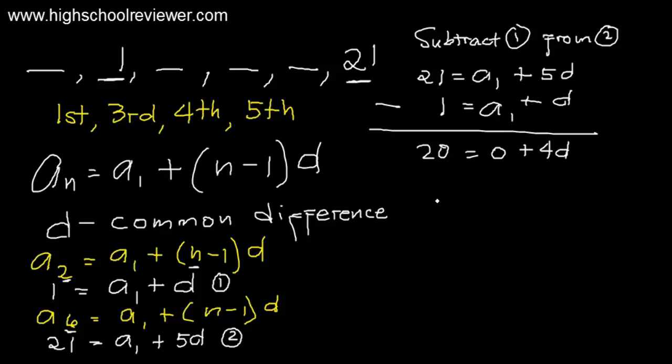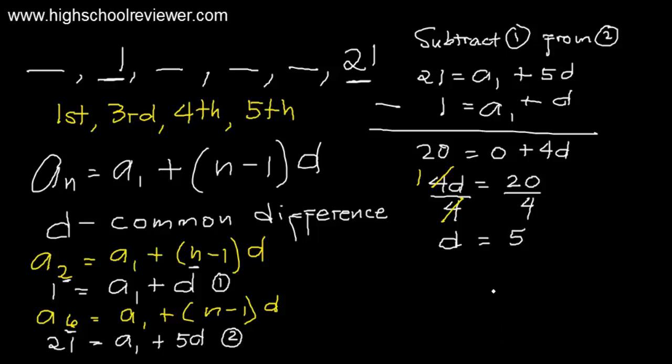Okay, so we can rearrange this. We can write 4d here, and since this is 0, 4d will remain, and we can write 20 here. To find d, we need to divide both sides of the equation by 4. So 4 divided by 4 is 1, and 1 multiplied by d is positive d. So 20 divided by 4 is positive 5. We have the value now for d.